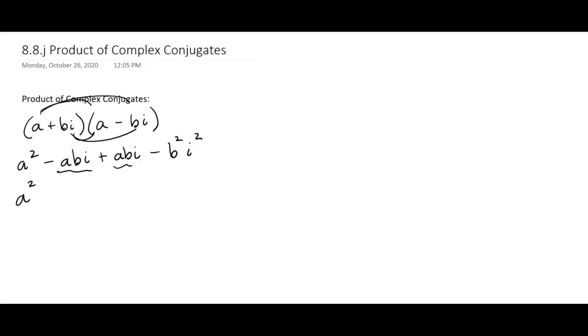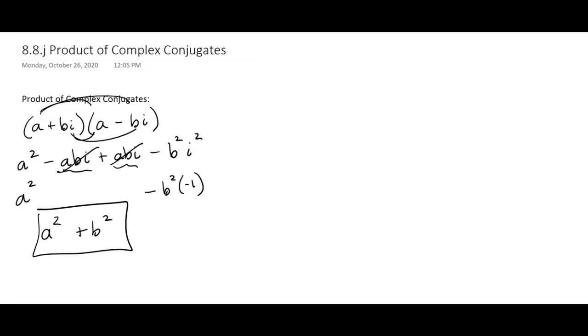But look at these two middle terms. They drop out because one's negative and one's positive. But then you have minus b squared times a negative 1, because i squared is negative 1. So you're going to get a squared plus b squared. And so that's what they put as the formula. They put that when you have a plus bi times a minus bi, so when you have complex conjugate pairs and you're going to multiply them, that's just going to equal a squared plus b squared.